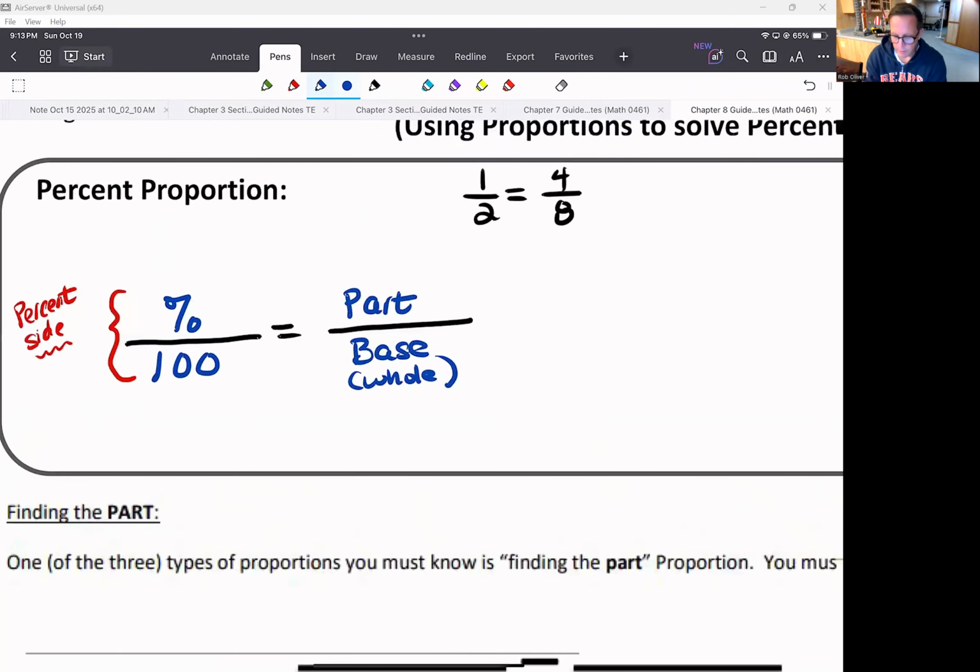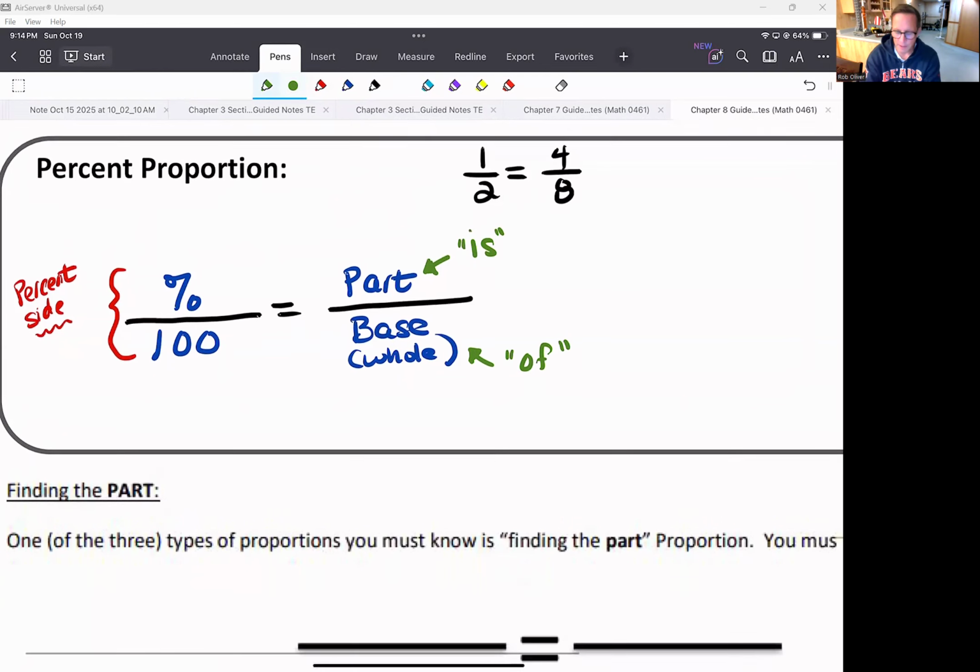Now on that side, just like I said with percents, there are some tricks you can follow. They're a little gimmicky, but they do work. If you're ever wondering, what's the part? Look for the word is. I know it's a linking verb, but it's pretty helpful. It actually does work quite a bit. And the base is usually denoted by the word of. It's a preposition, but that's a good way to find it.